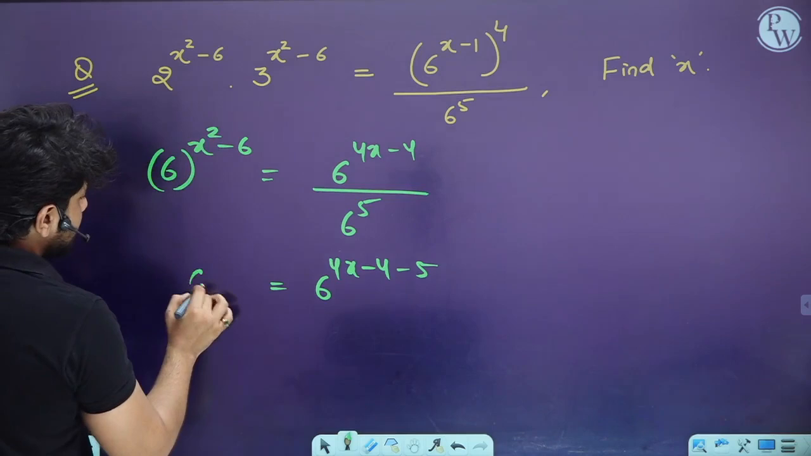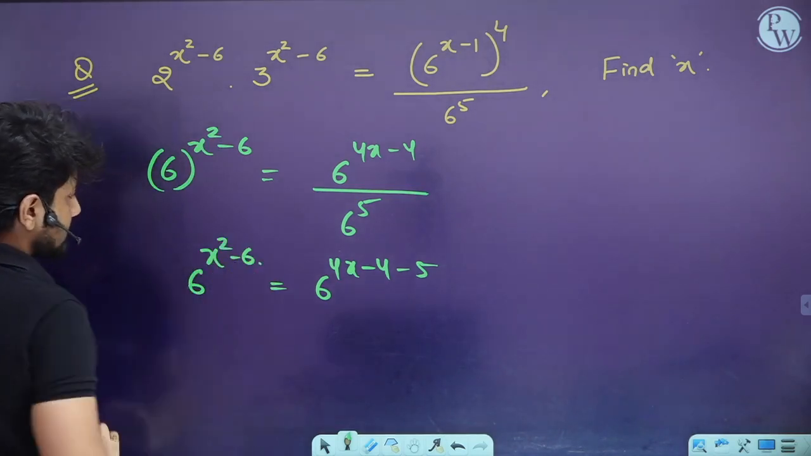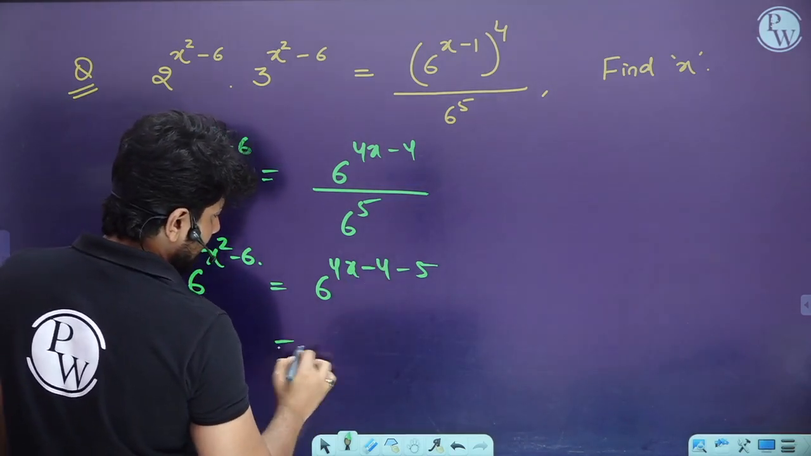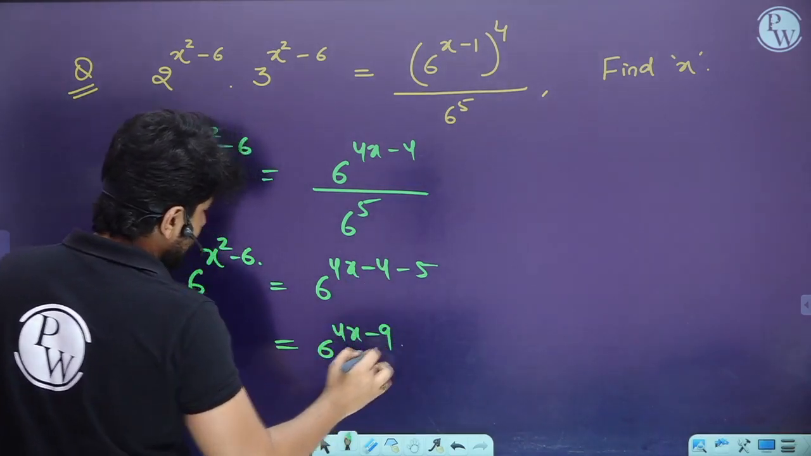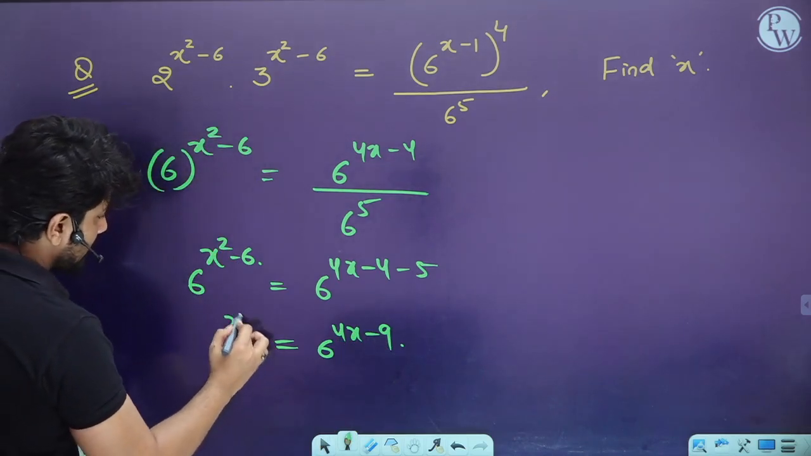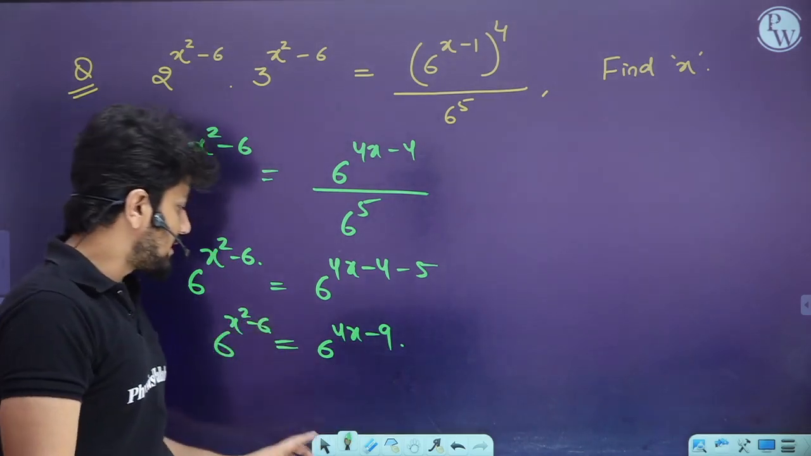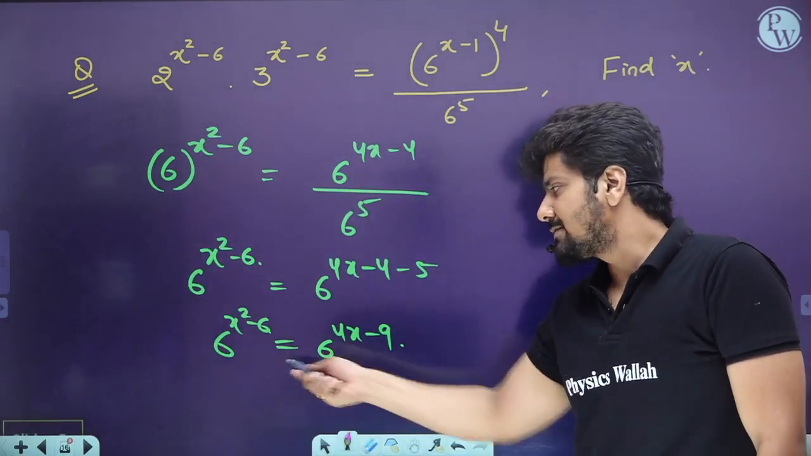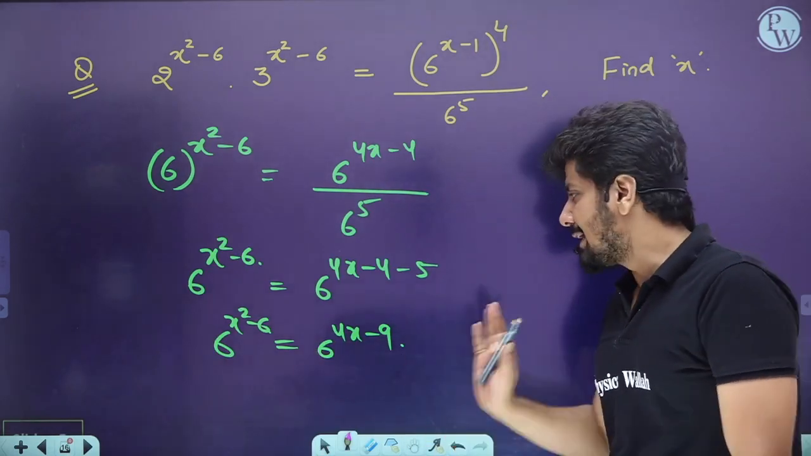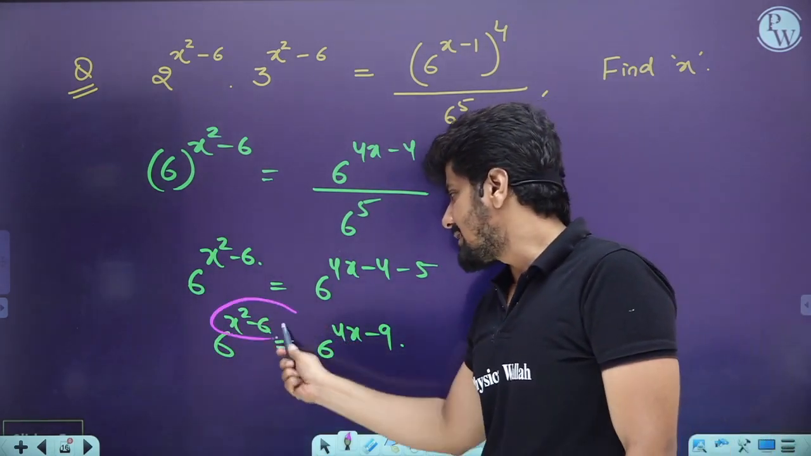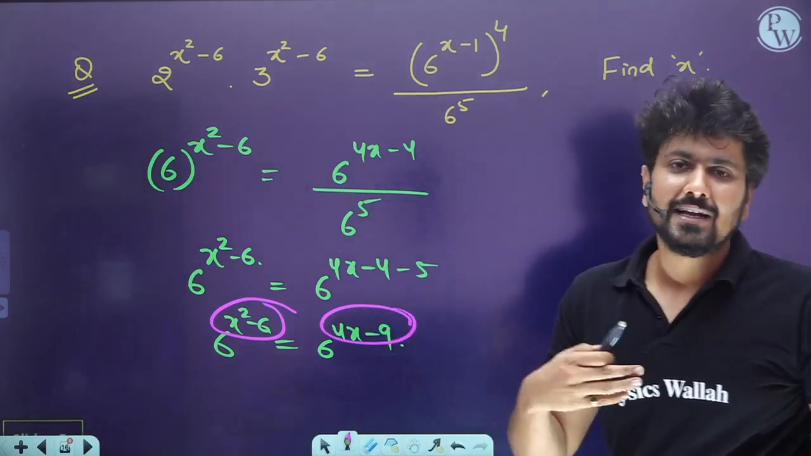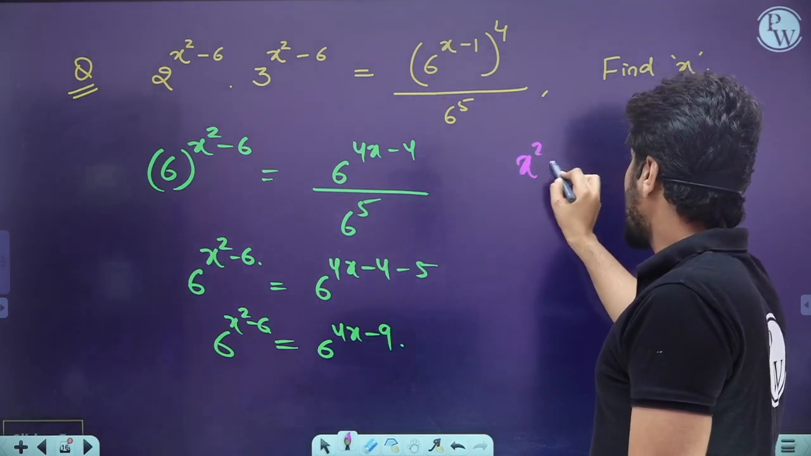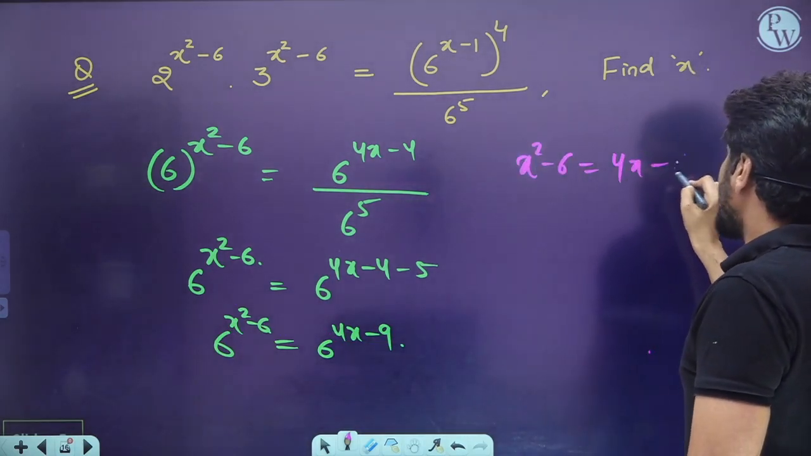On the left-hand side, we have 6 raised to the power x square minus 6. On the right-hand side, we have 6 raised to the power 4x minus 9. So bases are same on both sides. We just need to simply compare the powers. Base is same, so simply equate the powers. x square minus 6 and 4x minus 9, simply equate these two. So here we have x square minus 6 is equal to 4x minus 9.